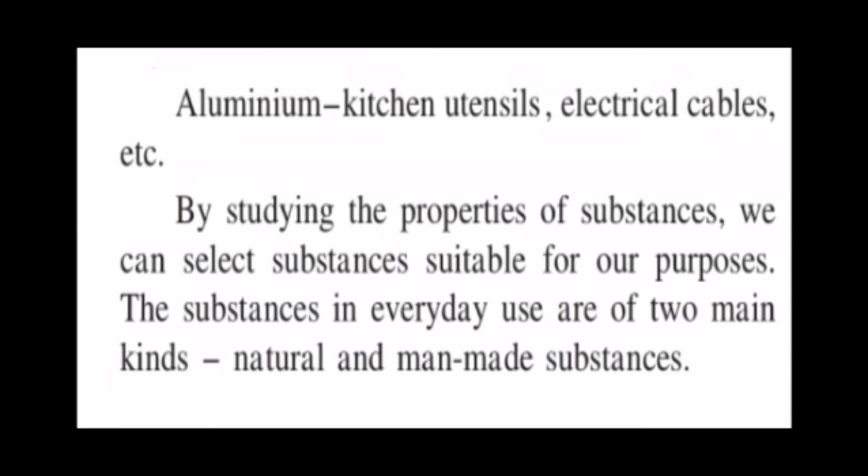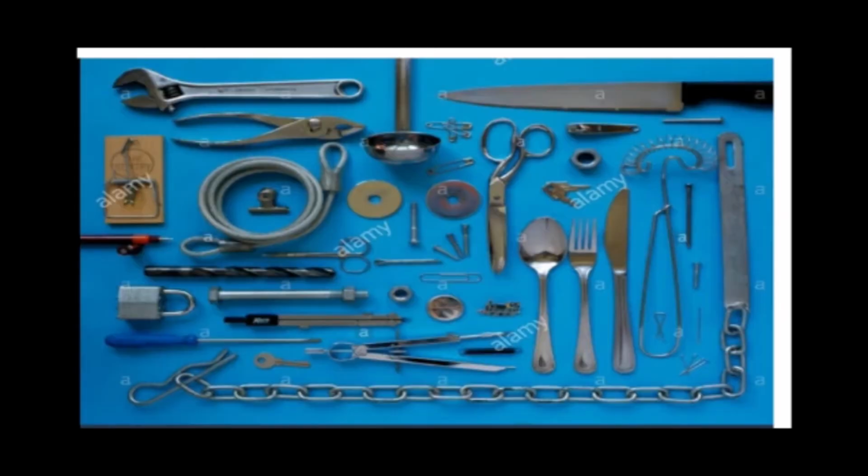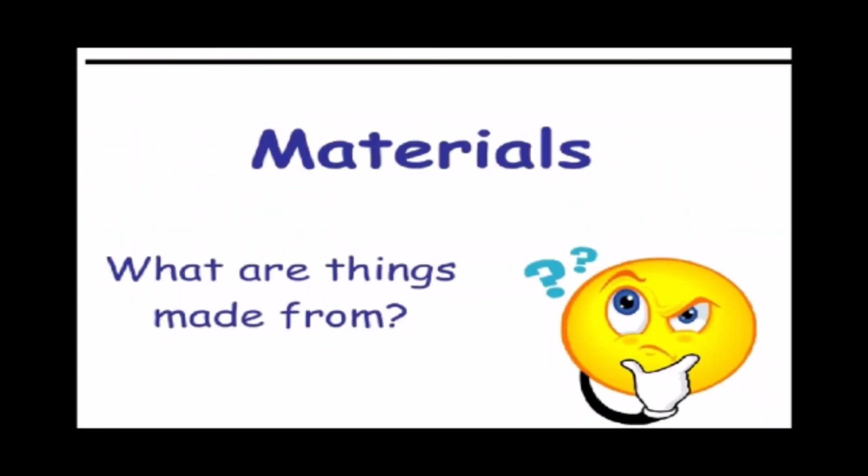The substances in everyday use are of 2 main kinds. Very important, children. Natural and man-made substances. Before understanding natural and man-made substances, let's understand what are materials, which we have done in our previous lesson. What are things made from?